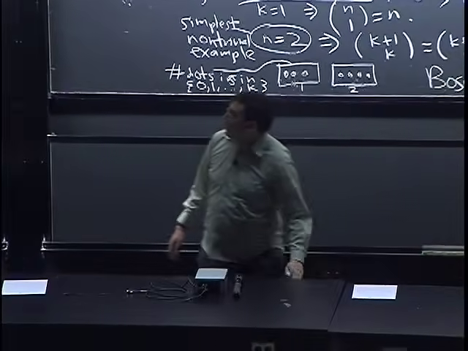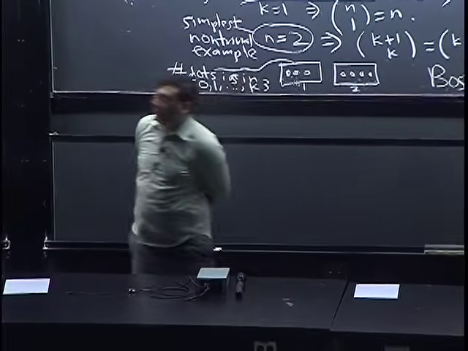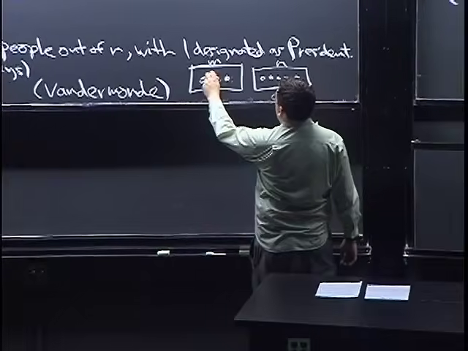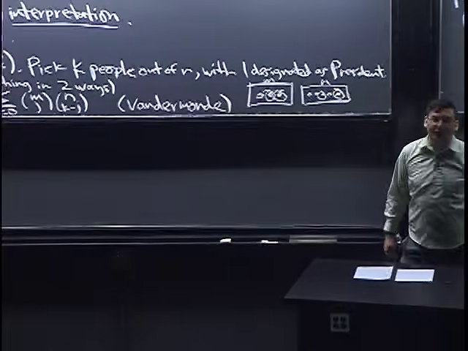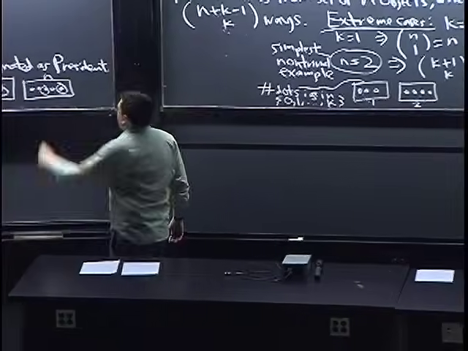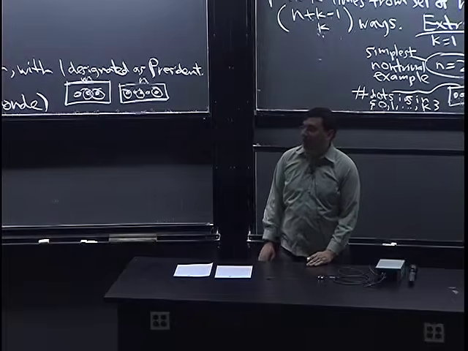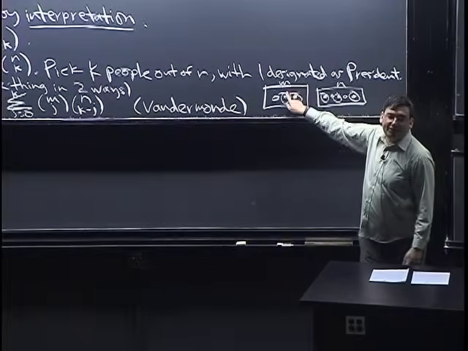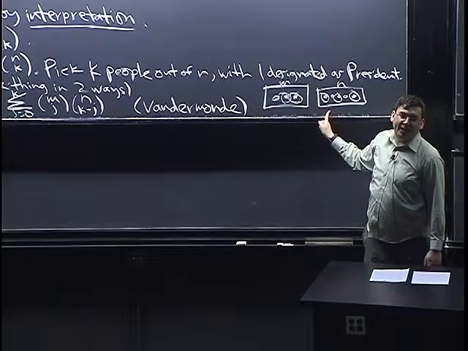Now I need to select k people total from these two groups. So maybe I'll just circle the ones I picked. Maybe I picked this one, this one, this one, that one. There. I picked 4 of them, for example. Well, let's pick 5 of them. There. Okay. So how many ways are there to do that? Well, obviously, I need to pick some number of people from this group and some number from this group such that the total is k, right?